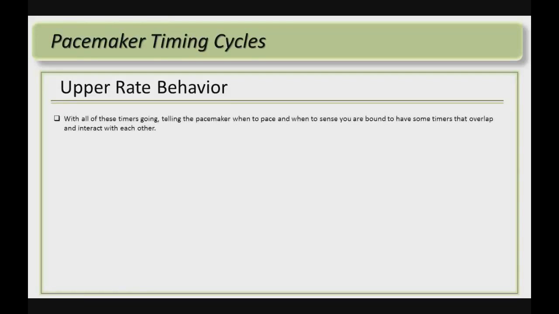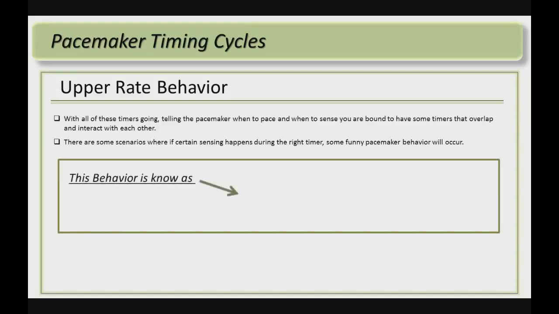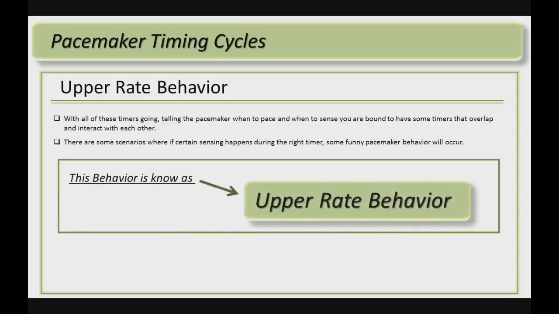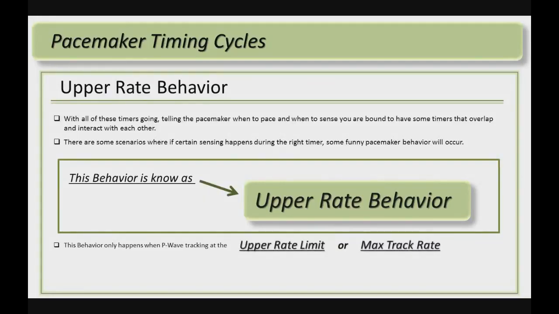Upper rate behavior. With all these timers going, telling the pacemaker when to pace and when to sense, you're bound to have some timers that overlap and interact with each other. There are some scenarios where if certain sensing happens during the right timer, some funny pacemaker behavior will occur. This behavior is known as upper rate behavior. This behavior only happens when you're P-wave tracking at the upper rate limit or the maximum track rate.